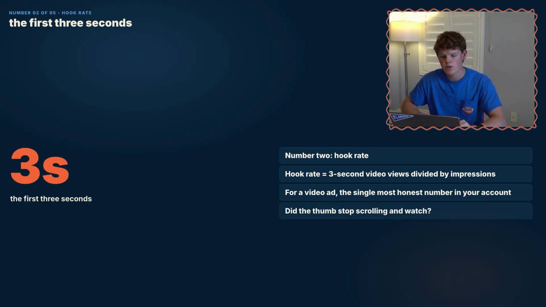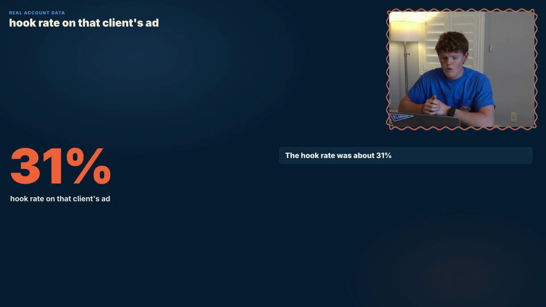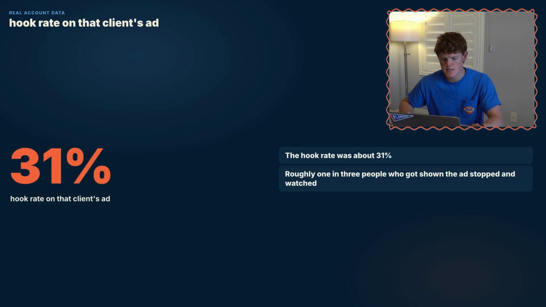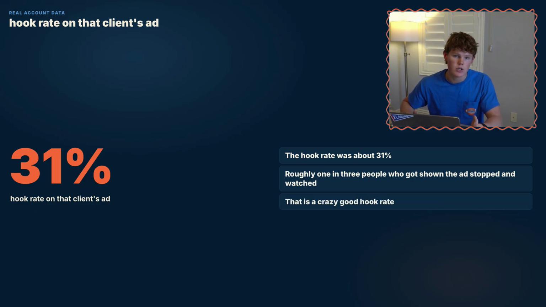On that client's ad account, the hook rate was about 31%, the one I was talking about previously. Roughly 1 in 3 people who got shown the ad stopped and watched. That is insane. That is a crazy good hook rate. That is super important, and that's the whole reason why this story is worth telling.